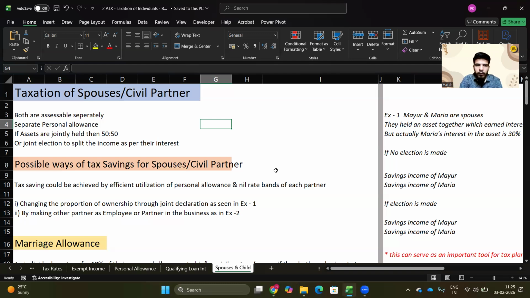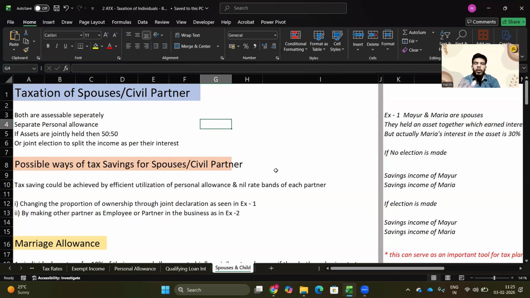Now, what are the possible ways that you can save tax as a spouse or civil partner? The tax savings could be achieved by efficient utilization of the personal allowance and nil rate bands of each partner. What you can do is, you can't transfer your income, but you need to efficiently utilize your personal allowance. We do have the marriage allowance, which we will be discussing now. So you can use marriage allowance so that personal allowance is fully and efficiently utilized.